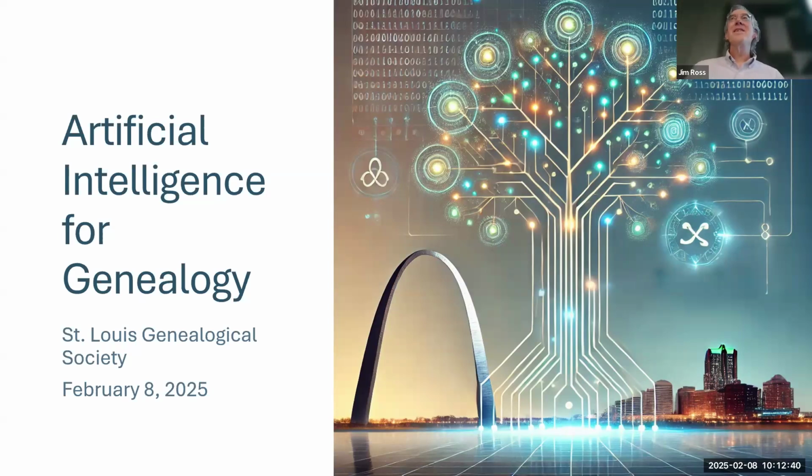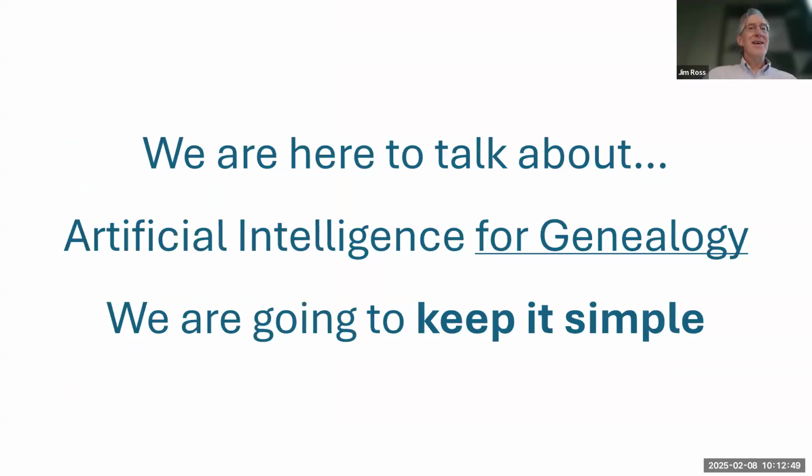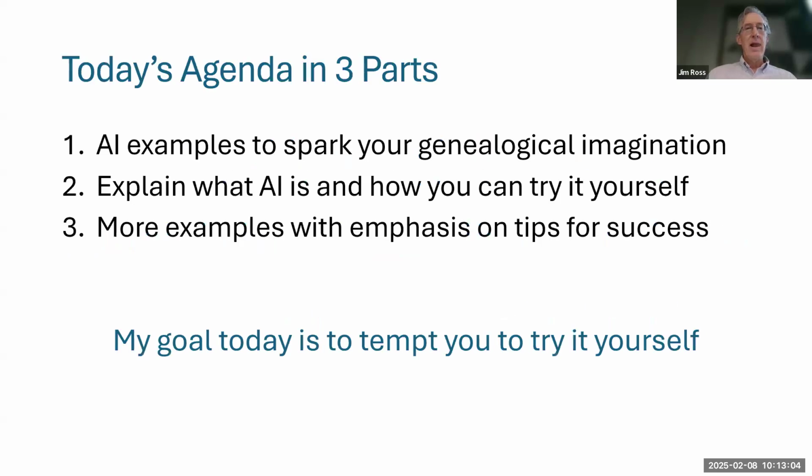Okay. Hello, everybody. I'm Jim. Let's get started. We are here to talk about artificial intelligence with an emphasis on how to use it for genealogy. But everything we're talking about applies in other areas of your life too. And so we're going to keep it simple. I'm going to do this in about 3 parts.